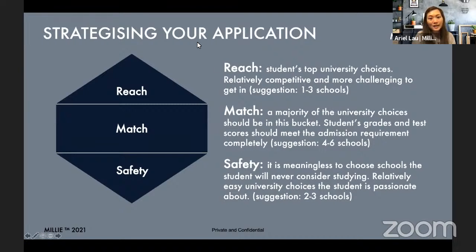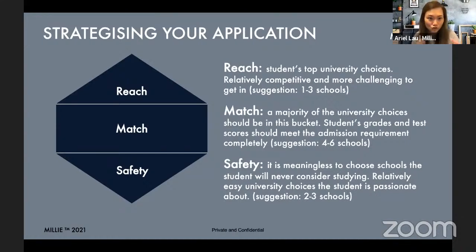Okay, on to our last part of the application. I would like to suggest a few strategies for you to first conduct your university research and understand how many schools you should be applying to. Most of the schools would set an upper quota as to how many university applications they are able to support. For example, my previous school set a quota of 10 universities. So you're not allowed to apply beyond the 10 quota.